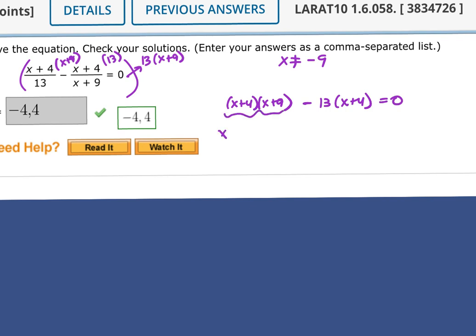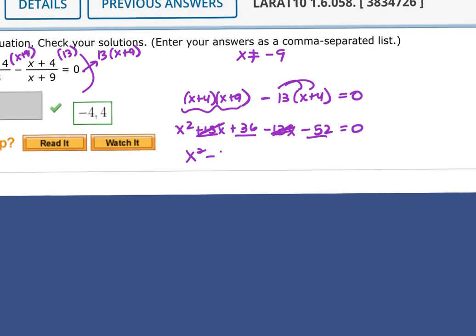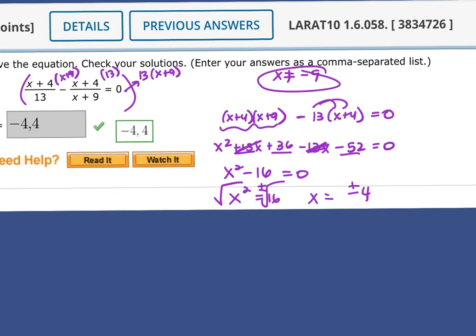When you FOIL this out, you get x squared plus 13x plus 36. Distribute this, the negative goes to both: negative 13x minus 52 equals 0. And then I get x squared, negative 13x and positive 13x cancel out. Positive 36 and negative 52 is negative 16. And then you can either factor that or you can use the even root, which says square root both sides, put a plus and minus, and I get x equals plus and minus 4. And then neither of those are negative 9, so those answers both work. You figured out.